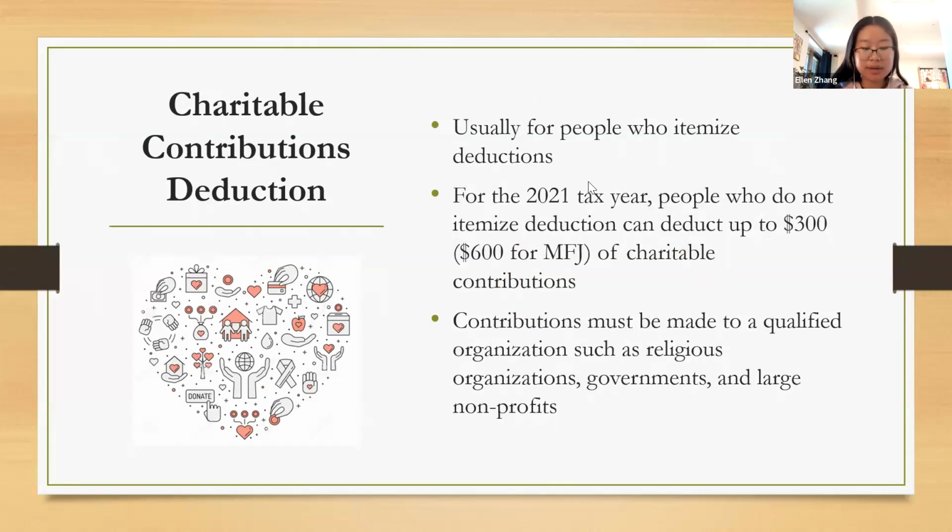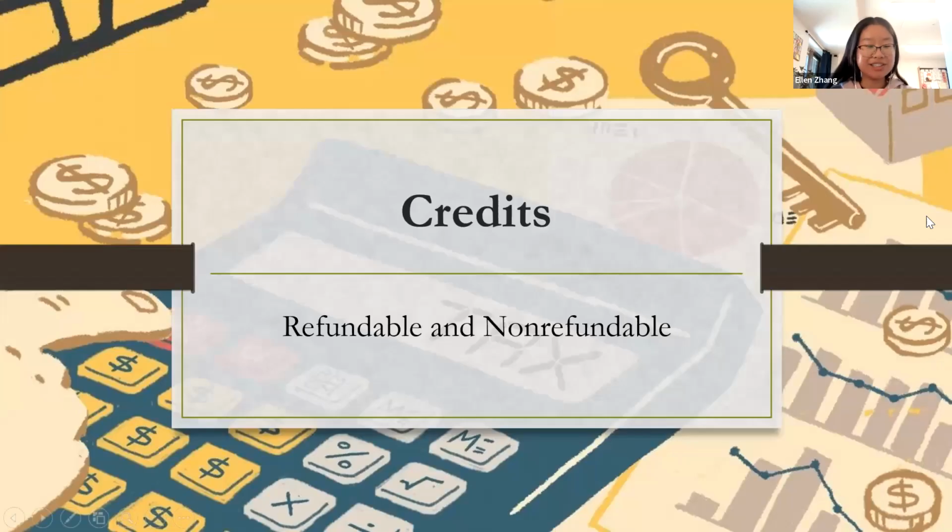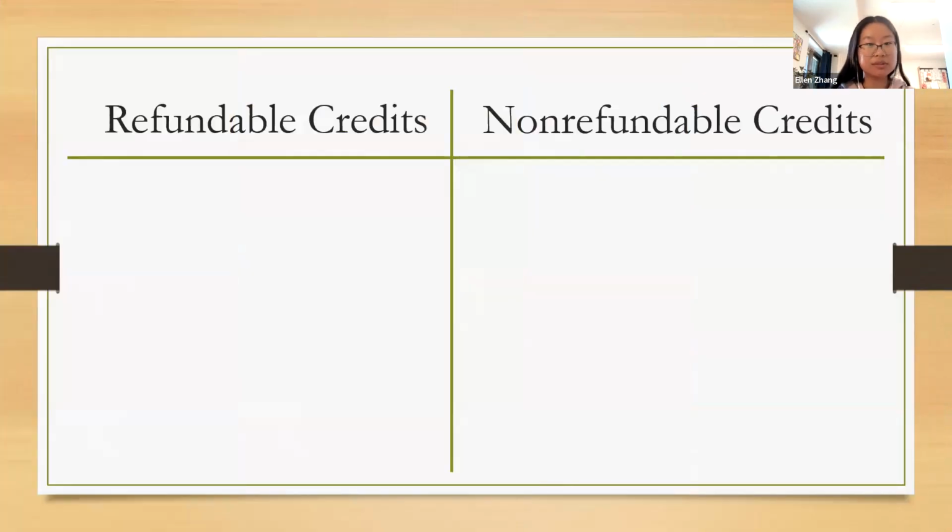So that's pretty much it for deductions. Now we're going to move on to credits, which I personally think is even more interesting than deductions. There's only a few deductions, but there's a ton of credits out there that you can find and see if you're eligible for. And credits also fall into two larger categories. They're either a refundable credit or a non-refundable credit. So let's look at the differences between those two.